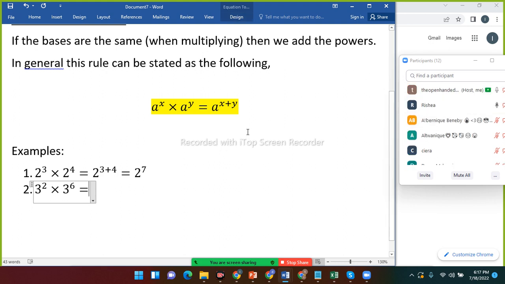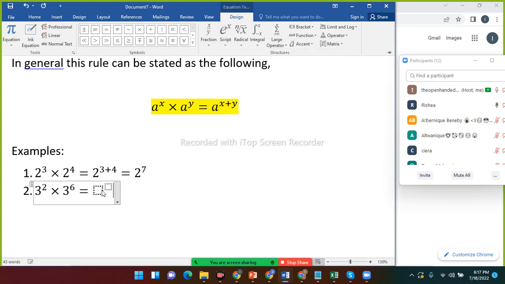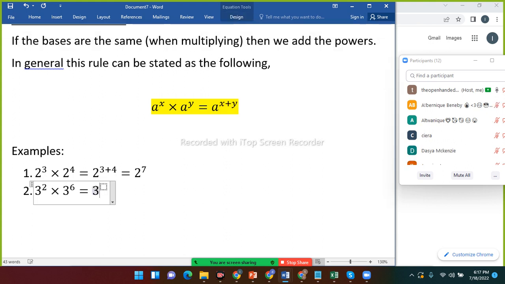3 to the power of 2 plus 6. Very good. And if we simplify it, what is it going to be? 3 to the power of 8. Excellent. 3 to the power of 8. Good.